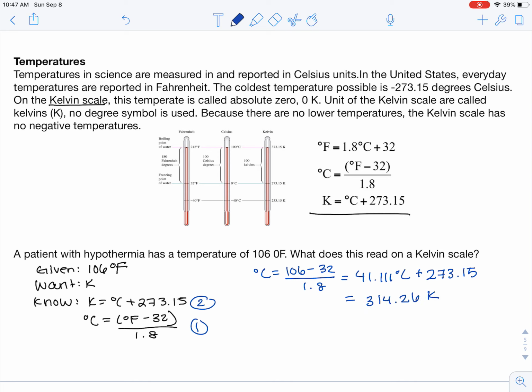and your answer comes out to be 314.26 Kelvin. Now you're at your answer, so you look at significant figures. You're only given one value in the question, which is in 3 significant figures. So then your answer is 314 Kelvin.